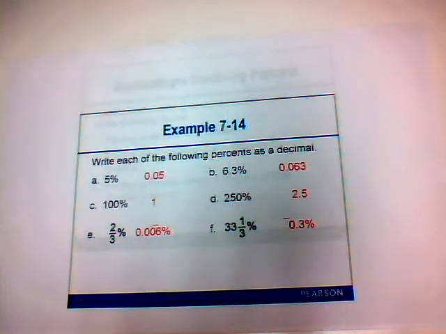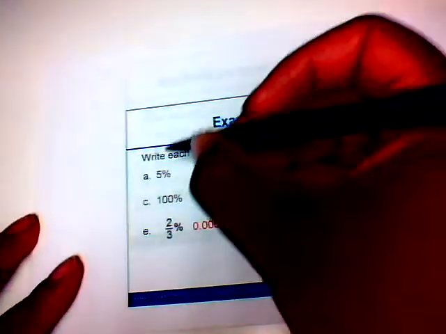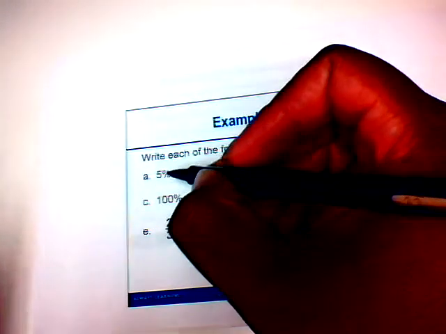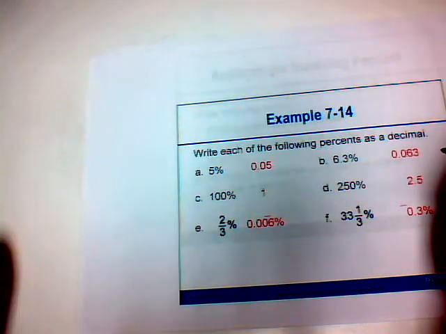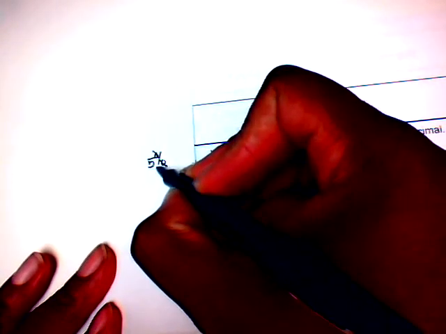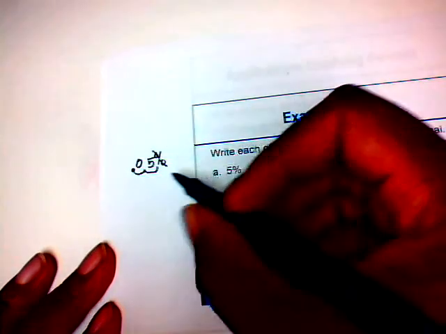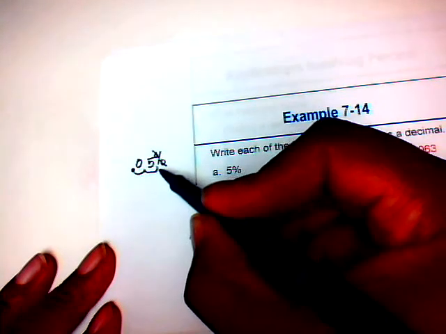Now let's work backwards, converting each of the following percents as a decimal. 5% as a decimal. When we convert a percent to a decimal, we drop the percent sign and move the decimal point 2 places to the left. So in this case, 5%, we drop the percent sign, move this decimal point 2 places to the left. So now we got 0.05.